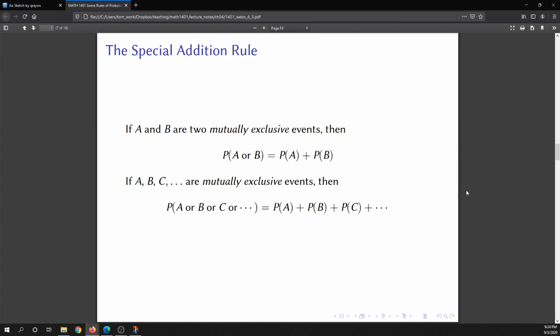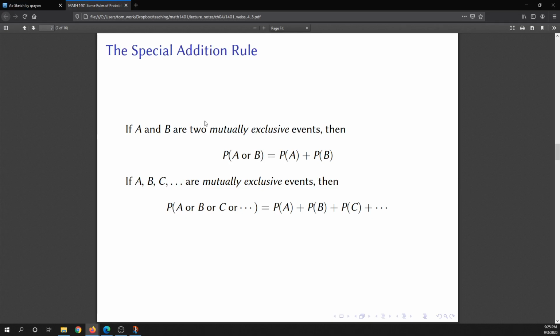All right, in this video, we are going to talk about the special addition rule. In the previous video, we talked about the general addition rule. The thing about the special addition rule is if you can use it, you probably want to use it. It's easier to use than the general addition rule. The trouble is that it doesn't always apply to the situation, so you can't use it all the time. But when you can use it, it's just a lot easier to use.